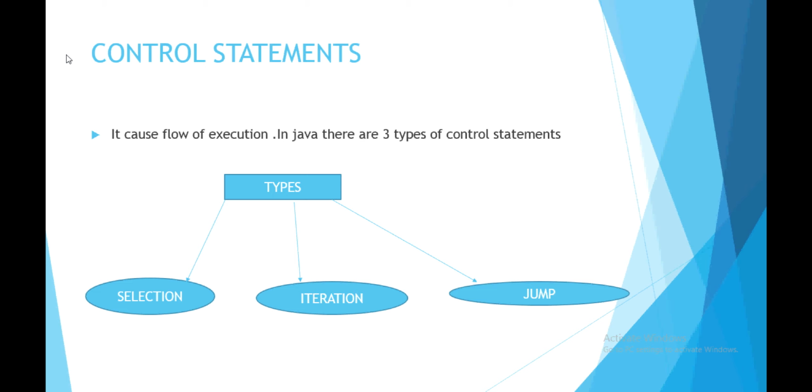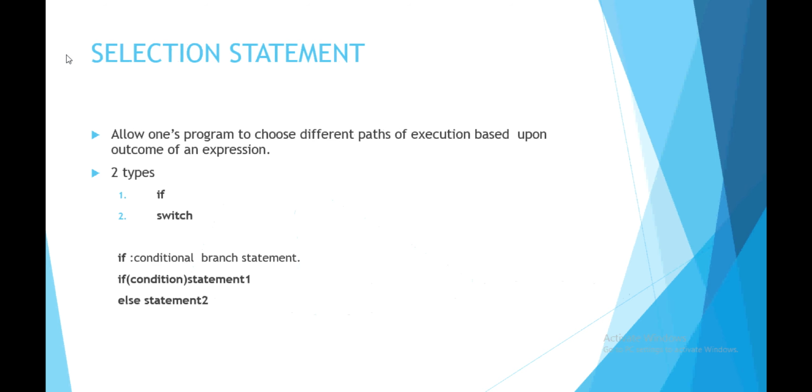Basically there are three types of control statements. First is selection, next is iteration, and then jump. Slowly we'll be learning about all of them. The very first is the selection statement. Basically, it allows a program to choose different paths of execution based upon the outcome of an expression.